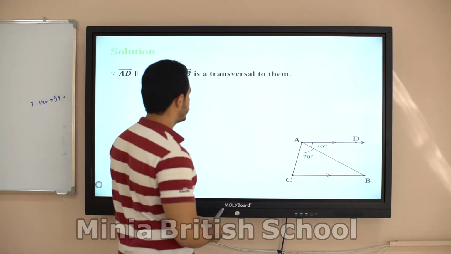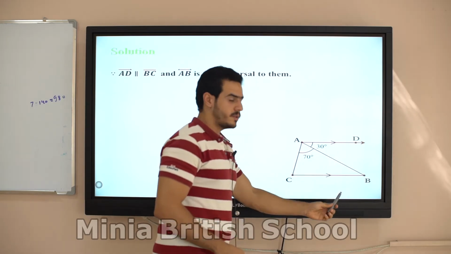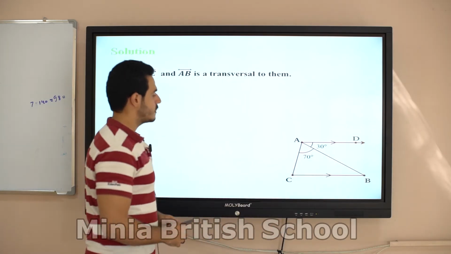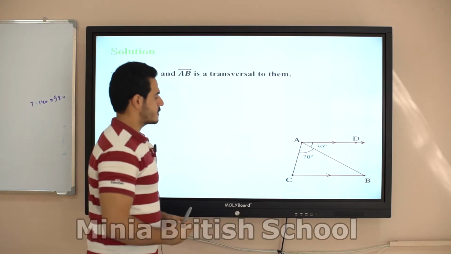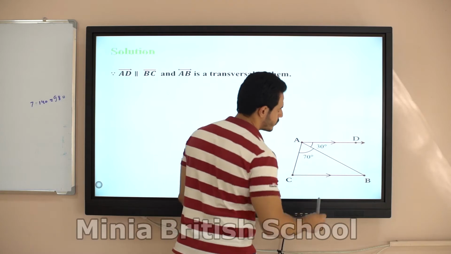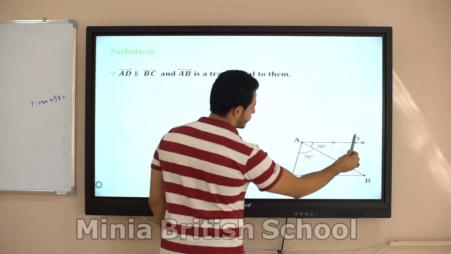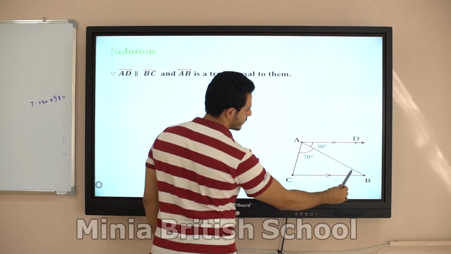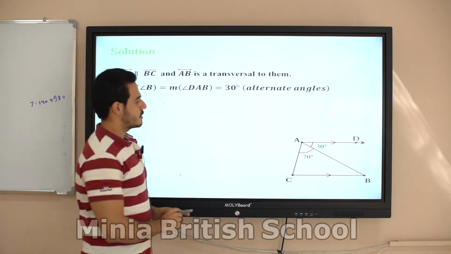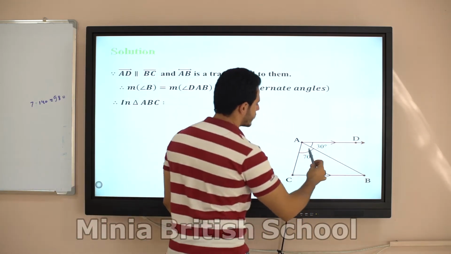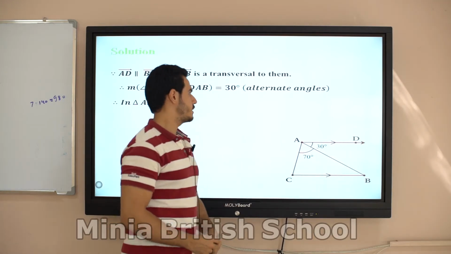In the opposite figure, since AD is parallel to CB, and AB is a transversal. Transversal means it intersects each of two parallel lines. So measure of angle DAB equals measure of angle B because they are alternate angles, like the letter Z, inverse Z. So measure of angle B equals 30 degrees.